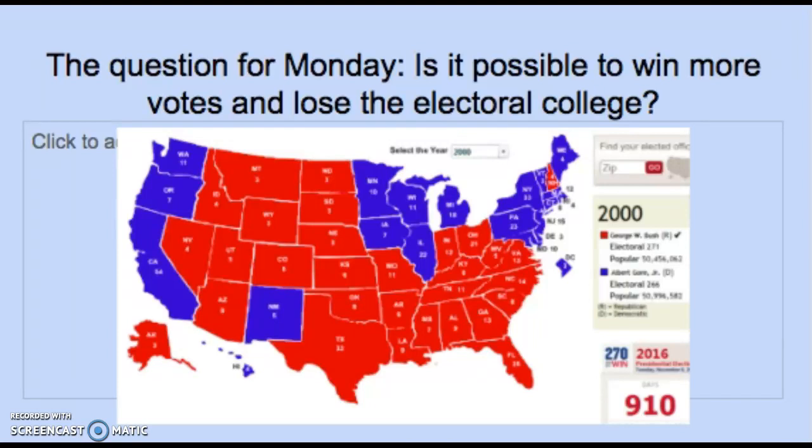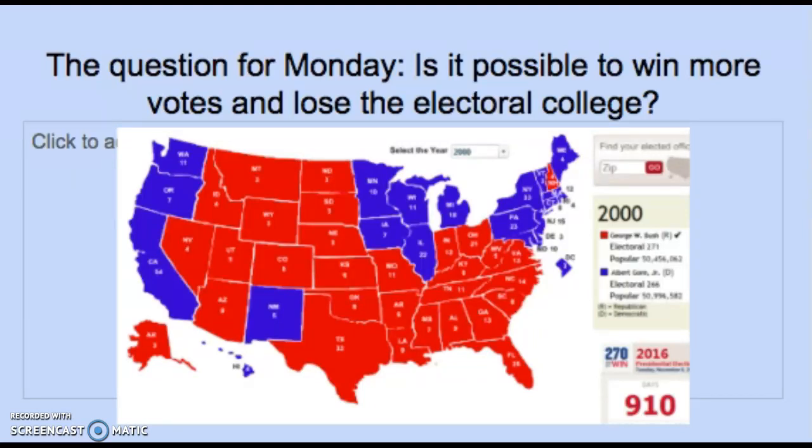We saw that Hillary won the popular vote, but she lost the Electoral College. The same thing happened in the year 2000 election. George Bush lost the popular vote, but he won the Electoral College. So Al Gore could have been our president. He won the popular vote, but he wasn't because he lost the electoral vote. So on Monday, we're going to look a little more in detail about why that is.